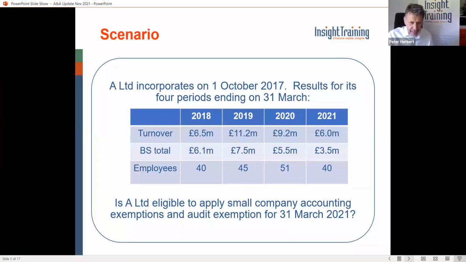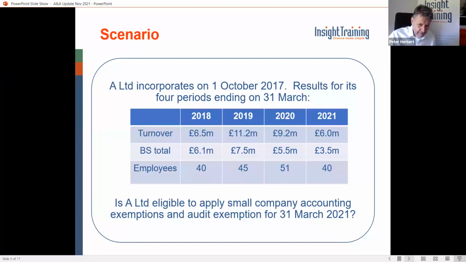Let's work through the years individually. The trick with this example is to realize that in the first period, we've got a short 6-month accounting period ending 31st of March 18. And therefore in that first period, we have to prorate the turnover threshold. So in terms of the small company limits, 10.2 million divided by 2 is 5.1 million as our turnover threshold, 5.1 million as our balance sheet threshold, and 50 employees. And yes, in that first period, we are breaching on the prorated turnover limit and the balance sheet total limit. And therefore, in that first period, we are medium-sized and we apply full FRS 102.